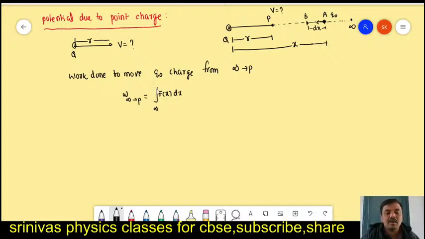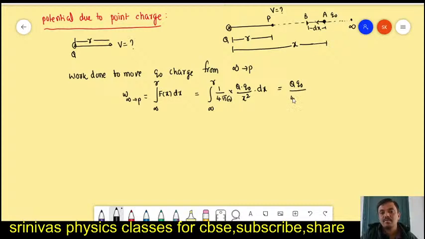From infinity to P we are moving. P is at what distance? R distance. Then the force at a distance x, the formula we know according to Coulomb's law, is 1 by 4 pi epsilon naught into, at x distance, the force I want between capital Q and Q naught. There is 1 by 4 pi epsilon naught into capital Q into Q naught by x square, we write into dx. Then we have to write here like this, Q naught by 4 pi epsilon naught is a constant. Okay, one thing you should remember here.